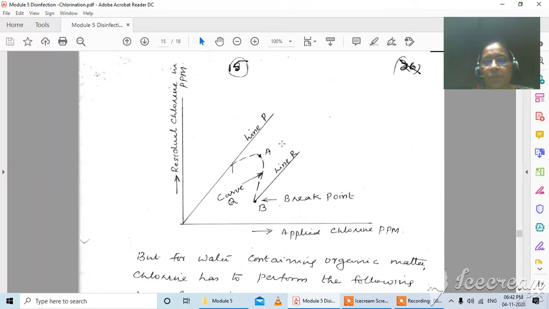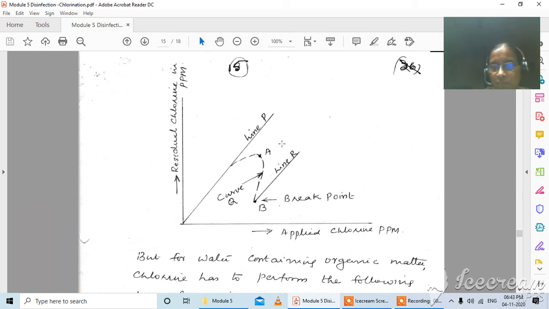So in simple terms, breakpoint chlorination, point B, shows the end of the chlorine demand. Point B shows the end of the two functions. That is, the first function, inactivating the microorganisms, and the second function, the oxidation of the organic particles. Both functions are finished when point B is reached, and further increase in residual chlorine is proportionate to the dose which you are increasing. That is the line R.